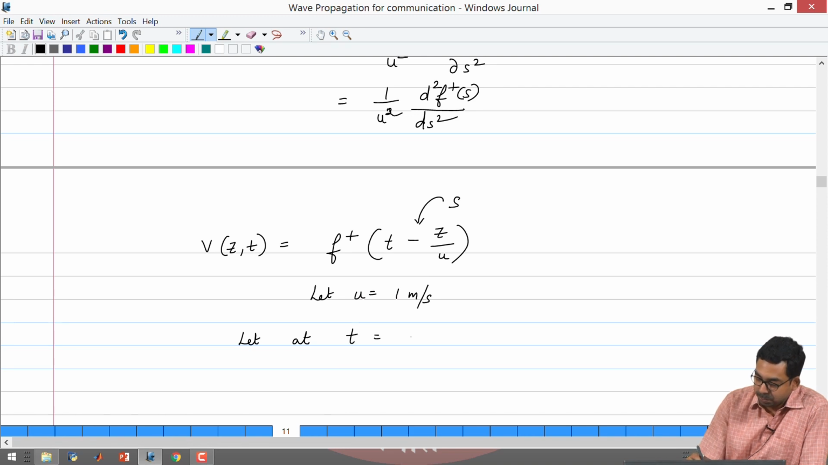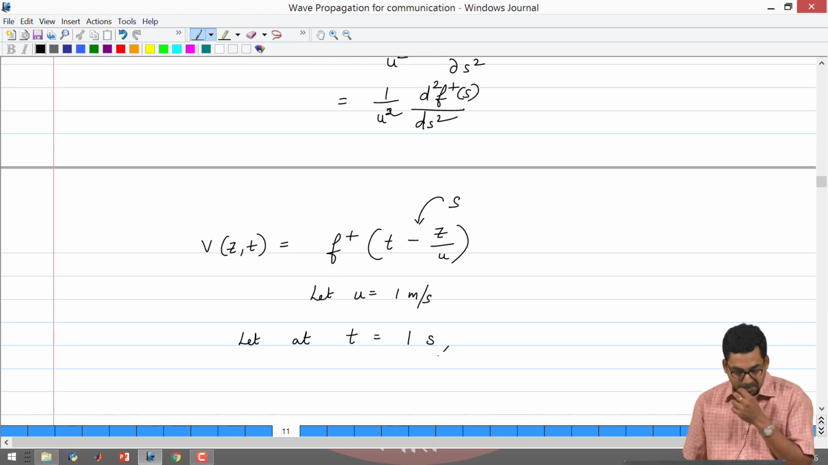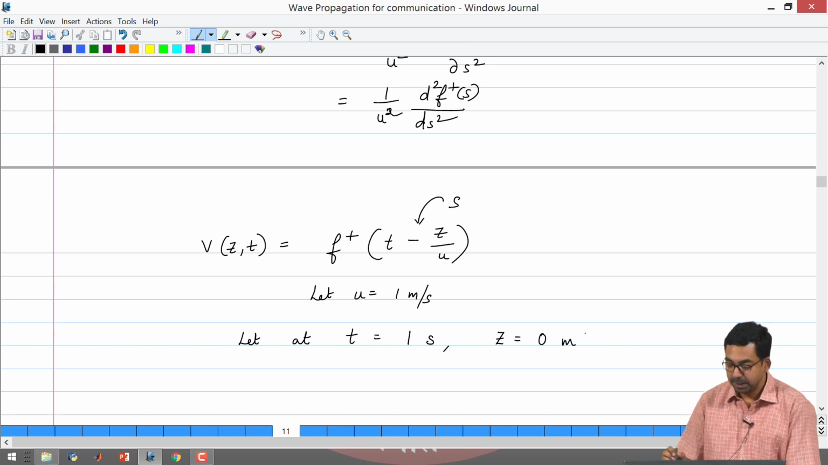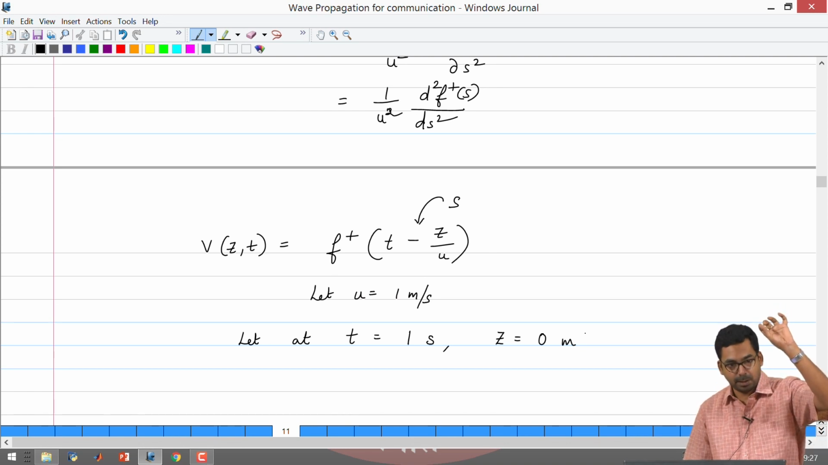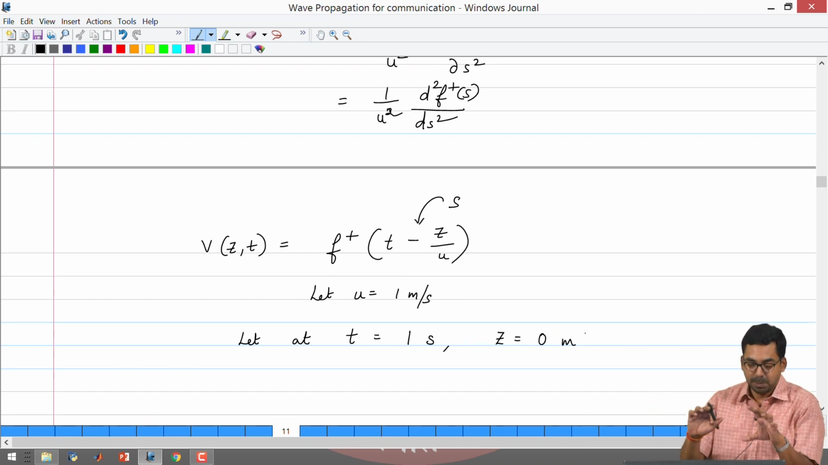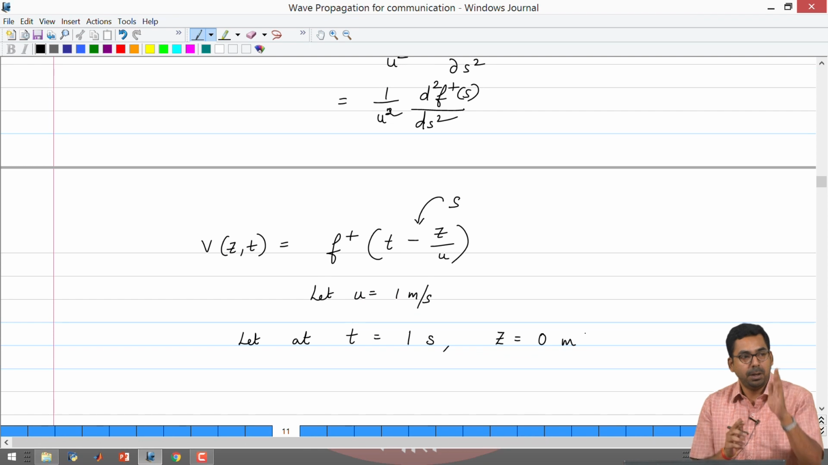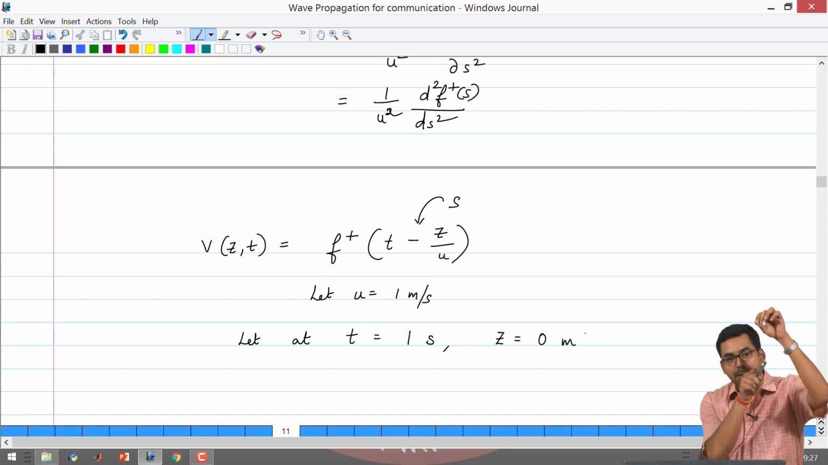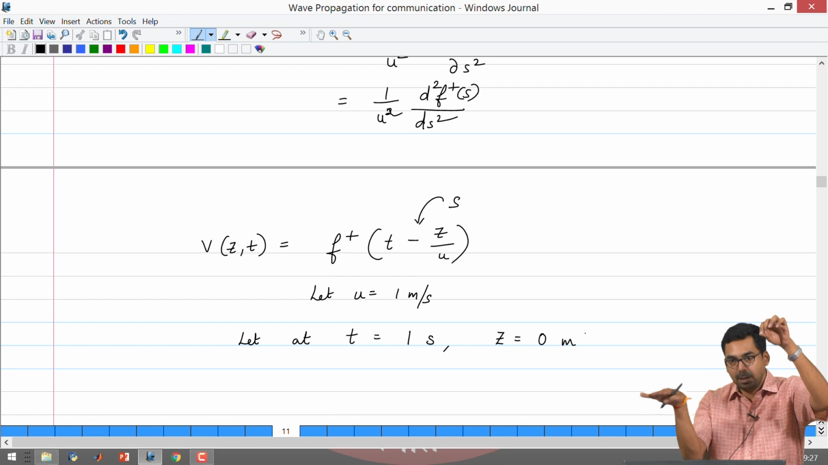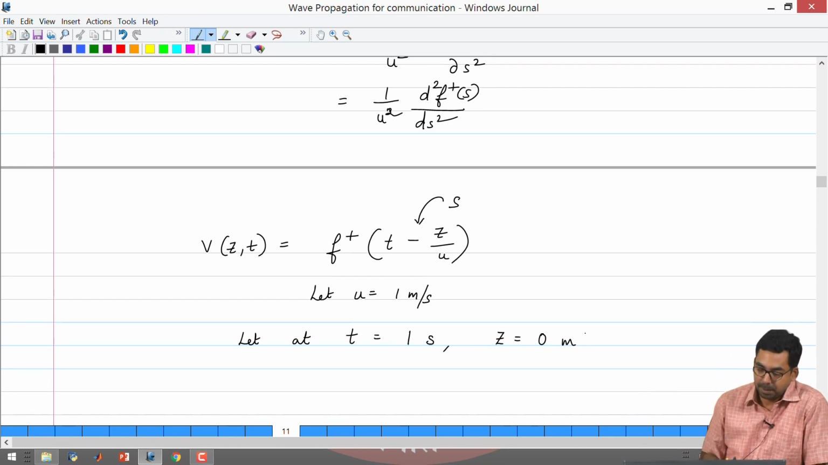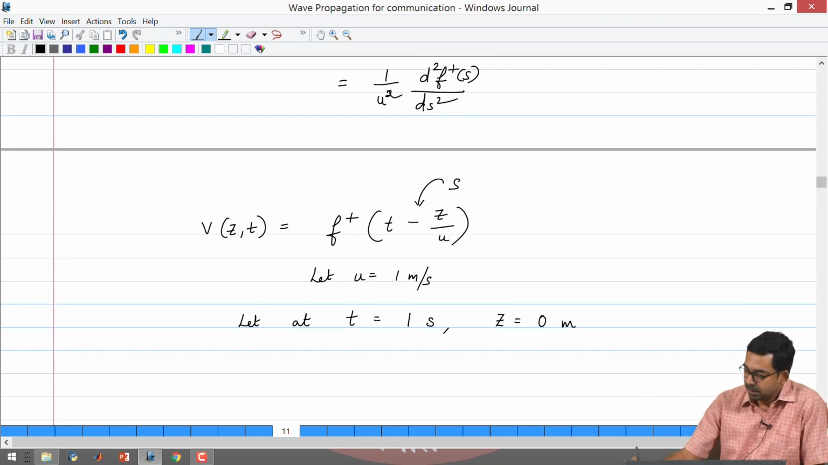Let us say that at t equal to 1 second, the position is, let us say, 0 meters. This is the place where the peak of your voltage is at the time you are measuring, right. So, you have taken the transmission line and switched it on, and after 1 second you are seeing that the voltage has come to z equal to 0 according to you, right.